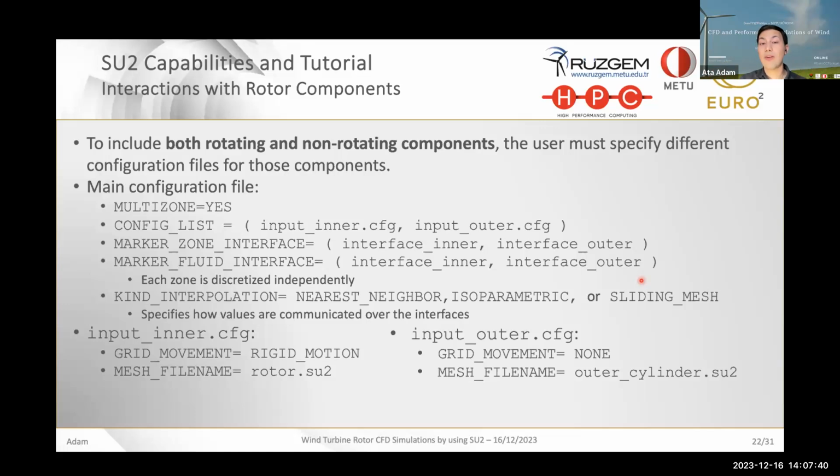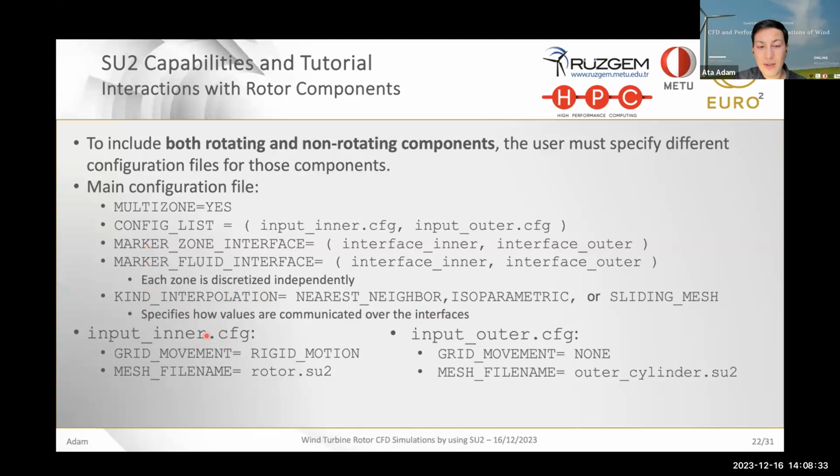But if you want to include some non-rotating components like the ground or the tower or nacelle, then you need to specify different domains. And for each domain, you should have different configuration files. For the main configuration file, you have to enable the multi-zone option and specify the names of each sub-configuration file. In addition, you need to give the boundary surfaces at the interface of these subdomains, so that SU2 can interpolate the fluxes from one domain to the other. Again, you may specify the interpolation method with this option.